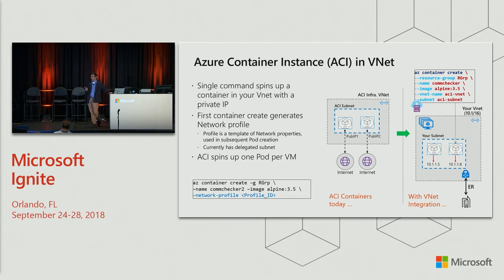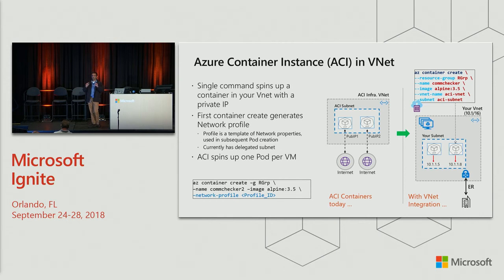But now with VNet integration, you see that command on the top right with that single command where you specify the name of the container, the image that you want to use, and the subnet and the VNet that you want to inject to. With that single command, you can now bring up a container directly into your VNet. And it gets an IP from your VNet. It is able to access other resources in the VNet like VMs. It can go on-prem, etc.